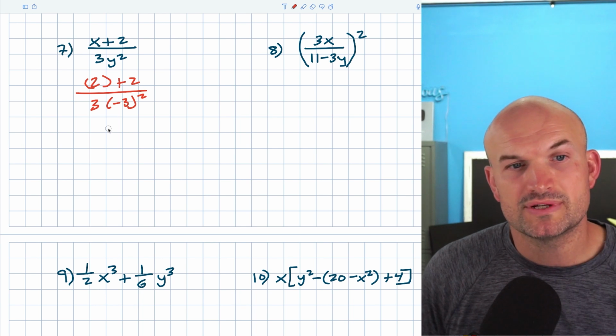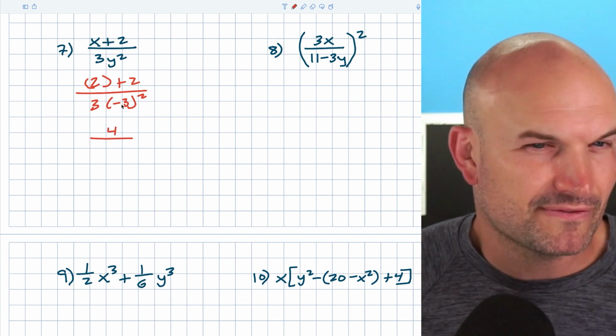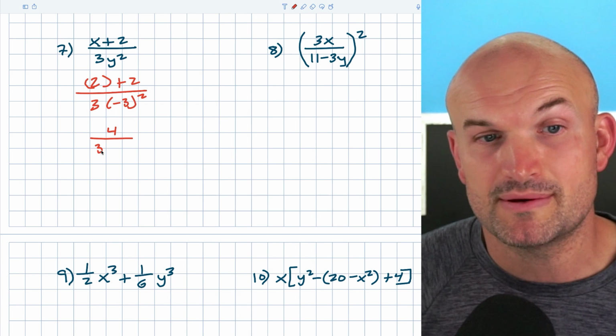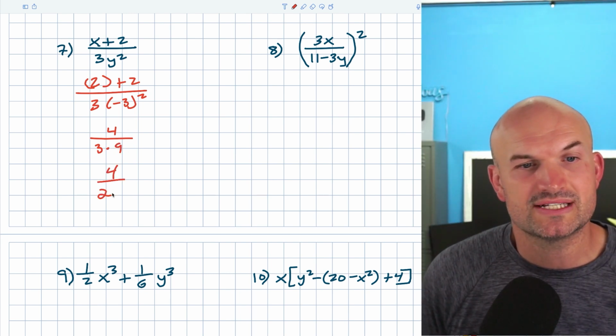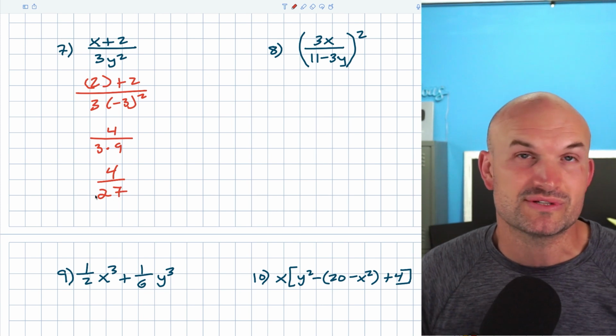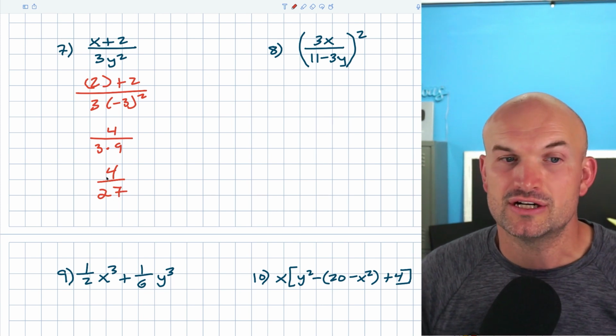Okay, so 2 plus 2 is going to equal 4. Now in this case, I have -3 squared, which is going to be a positive 9, so it's 3 times 9, and 3 times 9 is going to be 27. 4 divided by 27, there's really nothing else I can do to simplify that. So I'm just going to leave the answer just as is.